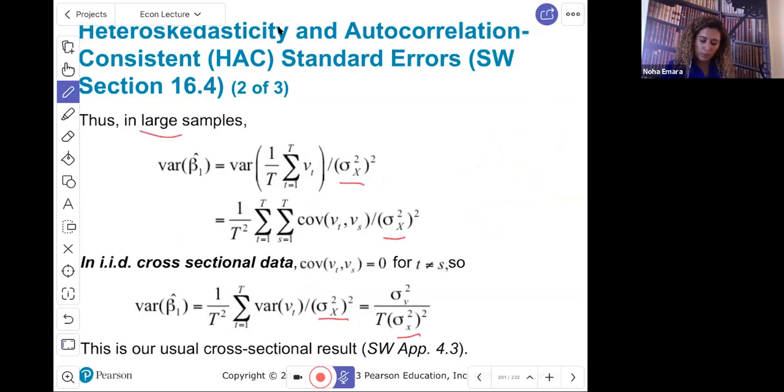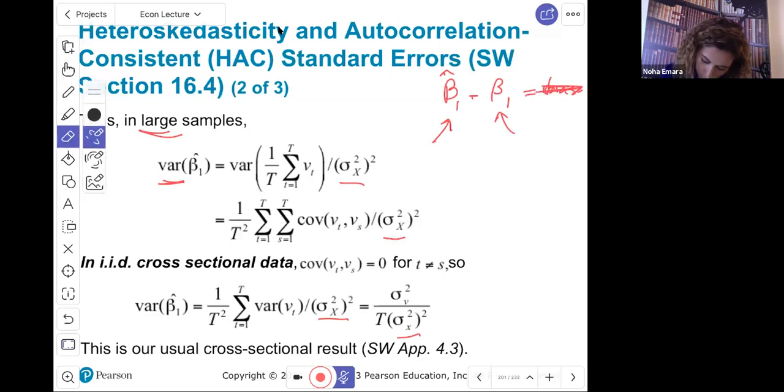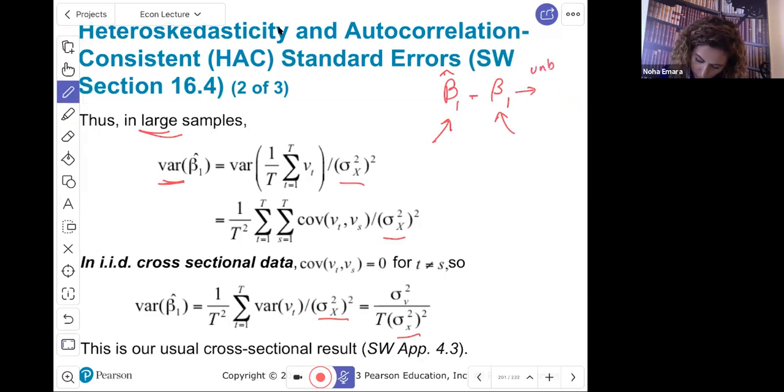So in large samples, we want to compute the variance of beta 1. We're saying large sample because I want to talk about consistency. Consistency is related to large samples. Consistency means the difference between beta hat from the sample and beta 1 from the population. If I'm not talking about a large sample, then I'm basically talking about unbiasedness.